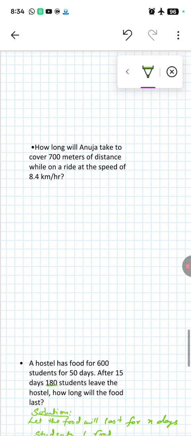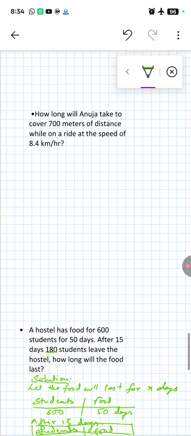Now moving ahead to the next question. How long will Anuja take to cover 700 meters of the distance while on a ride at the speed of 8.4 kilometers per hour? Speed is given. So here in this question, how long? Again, time we have to find out. The distance and time is given. So speed is the fraction of distance and time only.